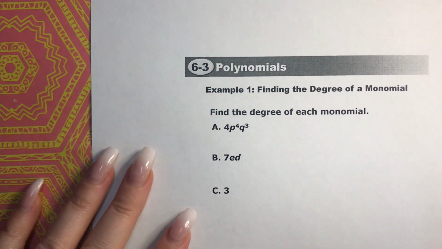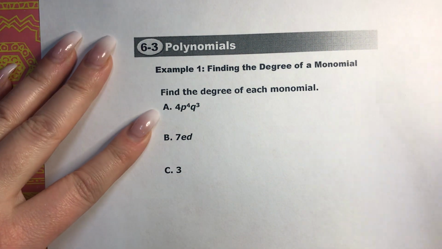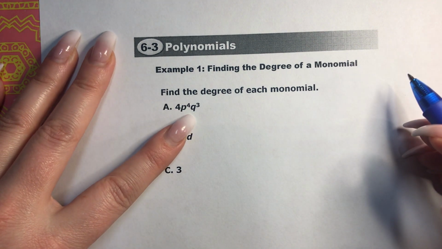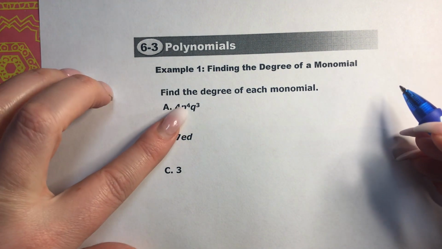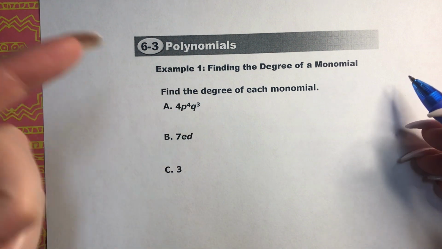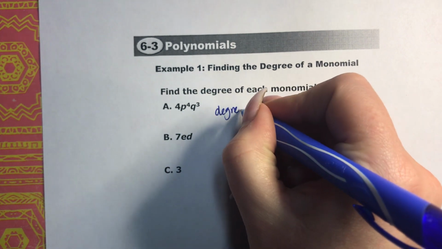What these problems are asking us to do is just to find the degree of each monomial. So let's get started. We have 4p to the 4th q to the 3rd power. We're just going to look at the exponents. There's a 4 and there's a 3. If you add 4 plus 3, you get 7. So the degree of this is 7.